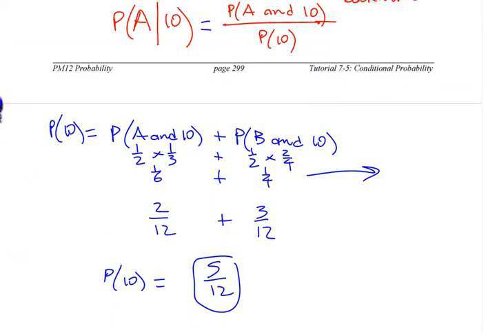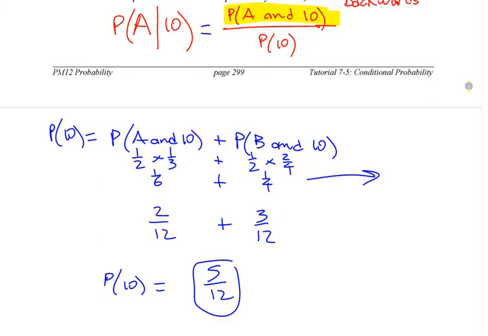What do we want here? What numbers do we want? Where is this probability of A and a 10? It's this 1 out of 6. I'm going to highlight the 2 out of 12 so I can make some sense of it. Okay? Where is the other thing? Where is this probability of a 10? It is 5 over 12, right? It's that number.